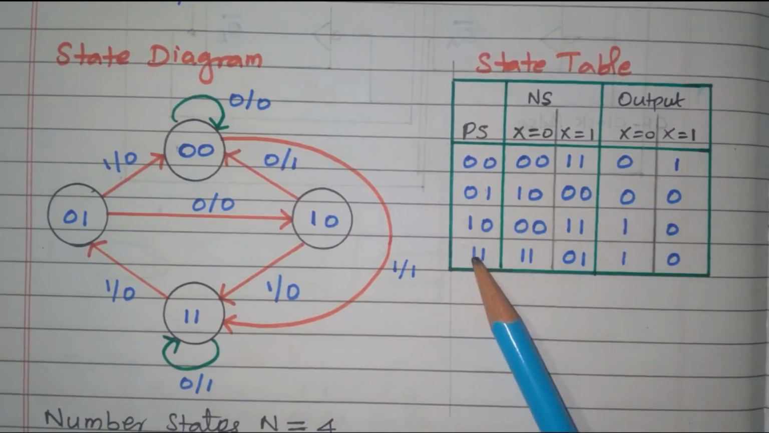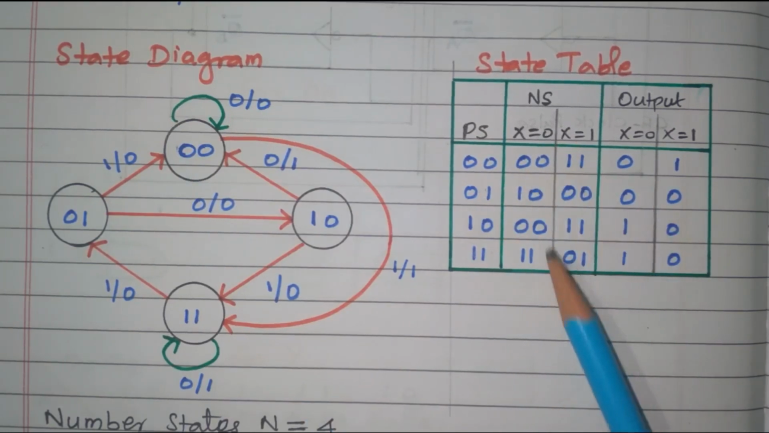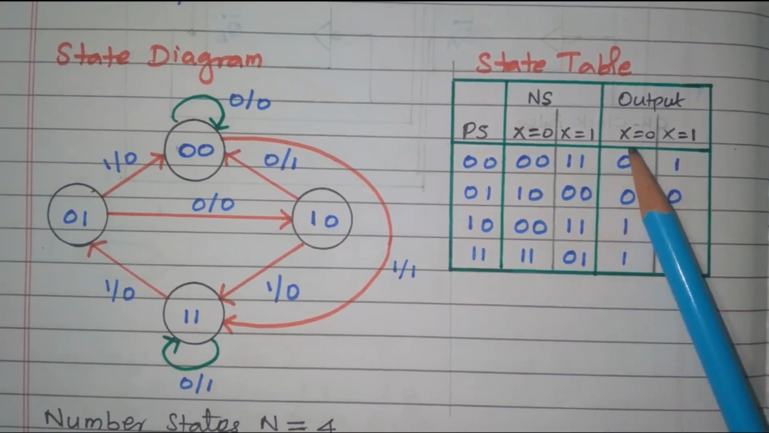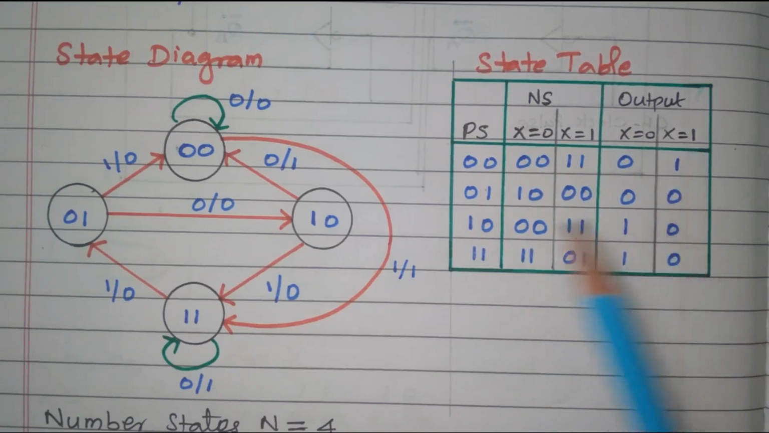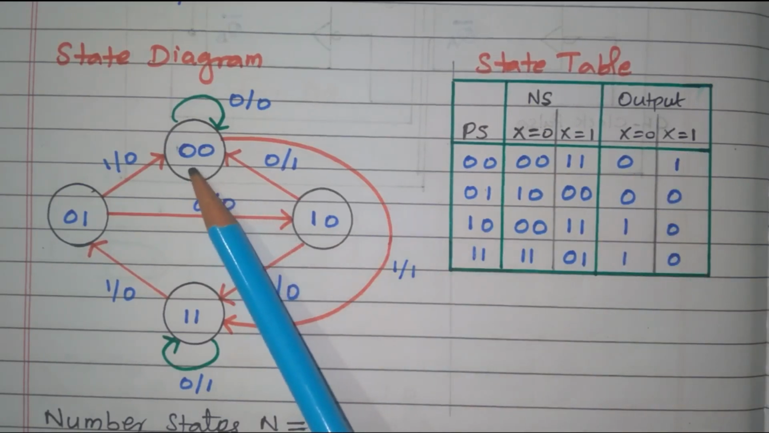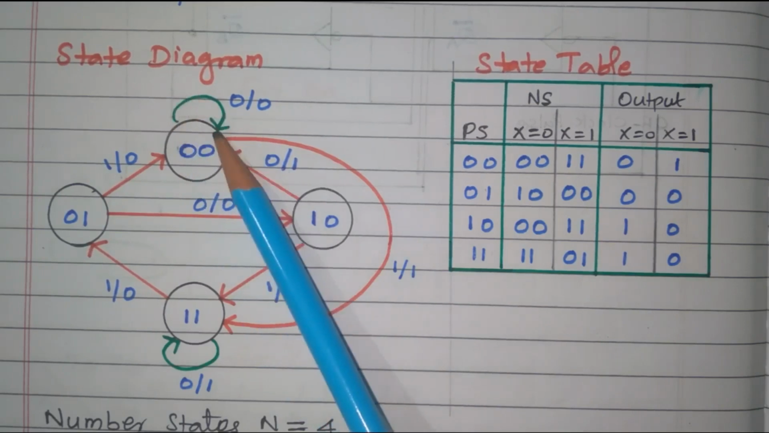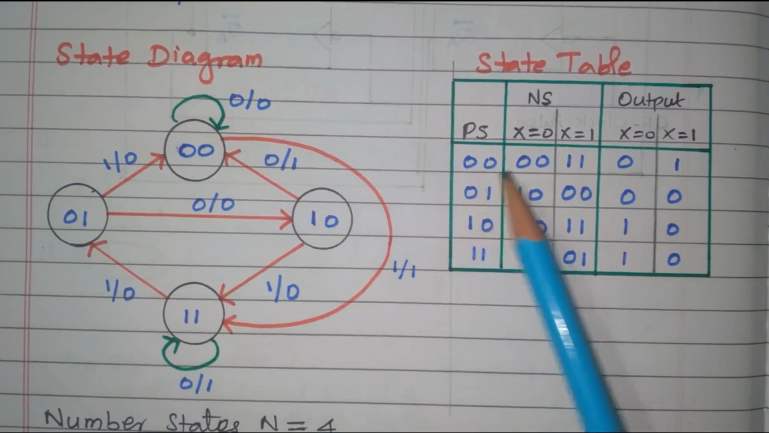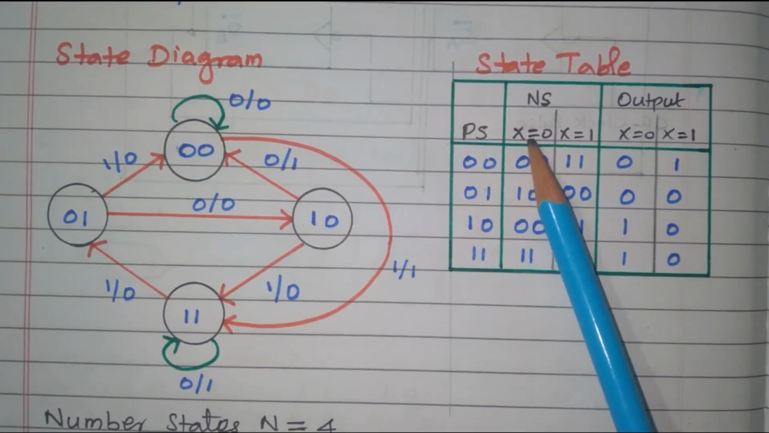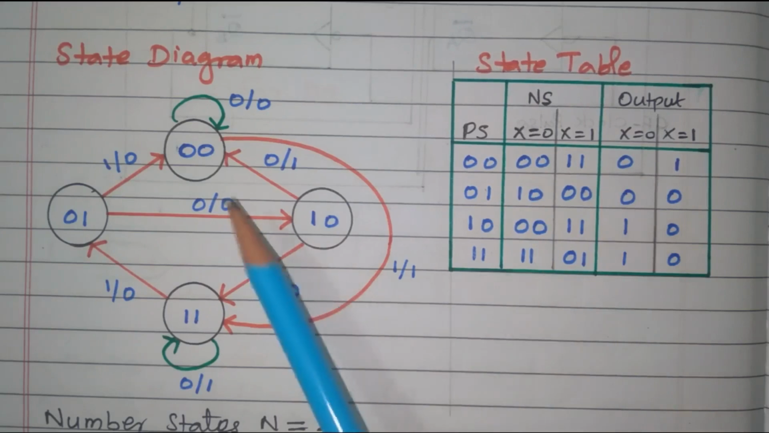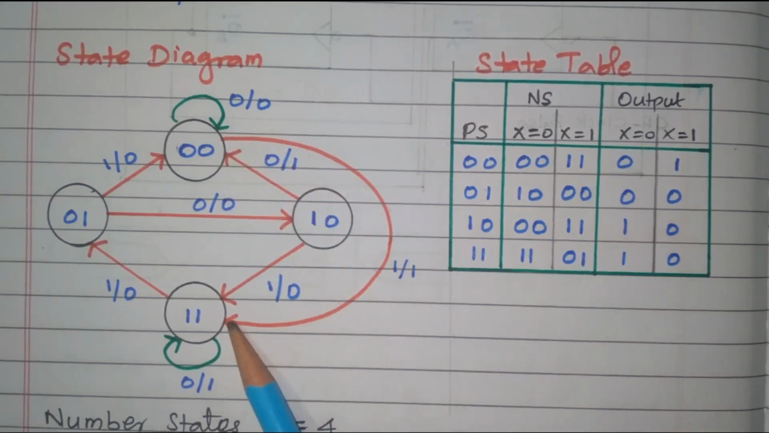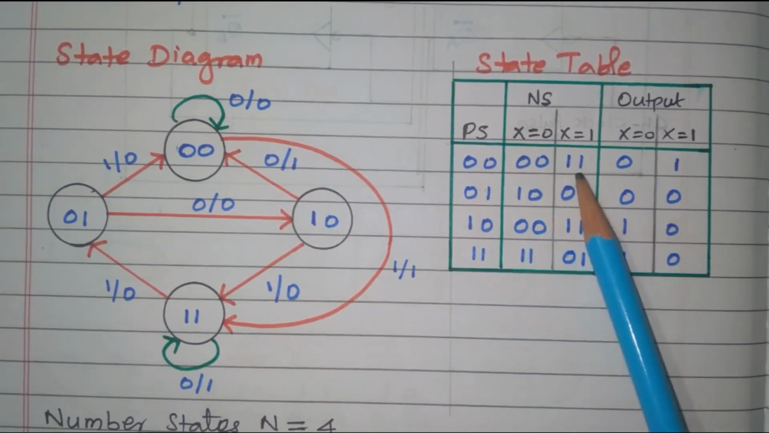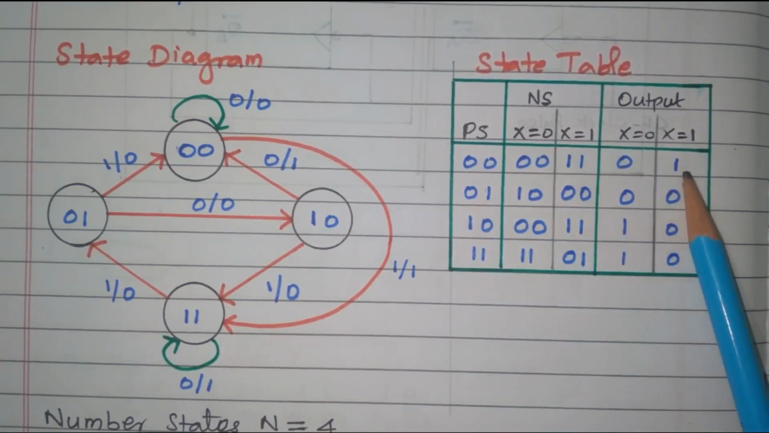This is the present state. These 2 are the next state for x equal to 0 as well as x equal to 1. This is the output for x equal to 0 as well as x equal to 1. First, we will take the state 00. 00 goes to 00 itself. For input 0, output is also 0. 00 goes to 11. For input 1, output is also 1.